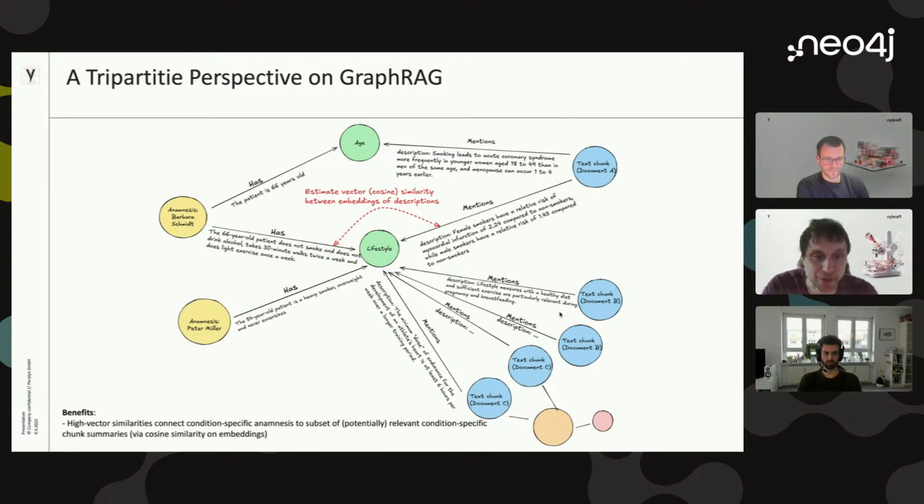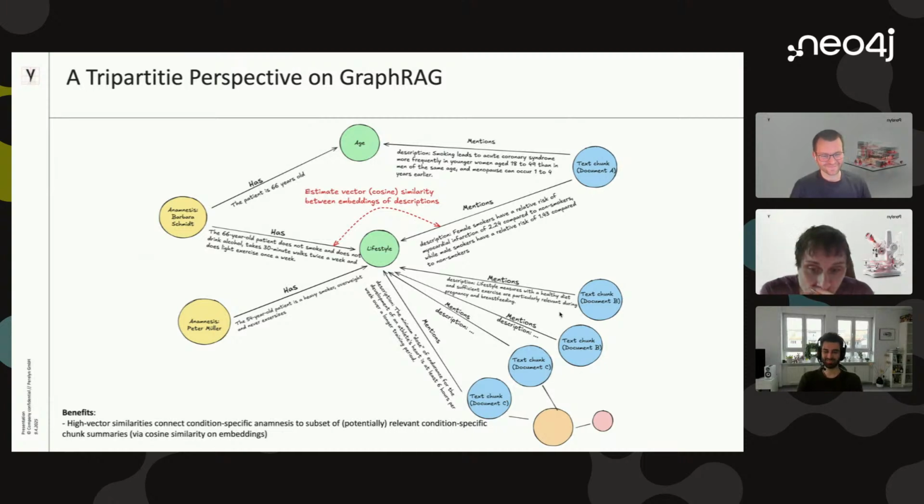By the way, just for completeness, Peter Miller was added, and I just added one link to lifestyle. The 54-year-old patient is a heavy smoker, overweight, and never exercises. Bad example. Yeah, sure. I want to explain vector similarity, so I have to.